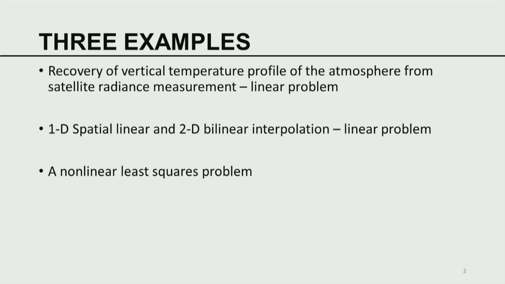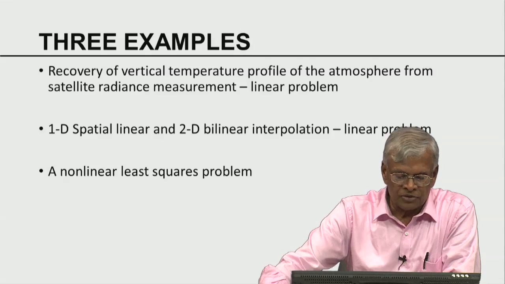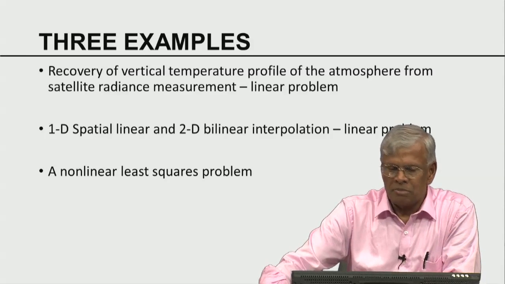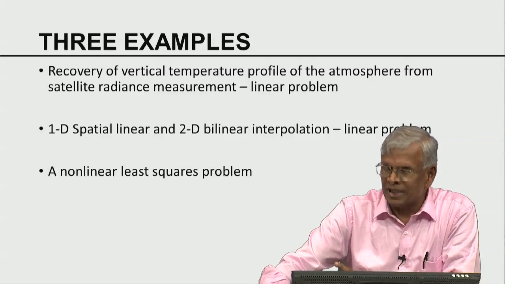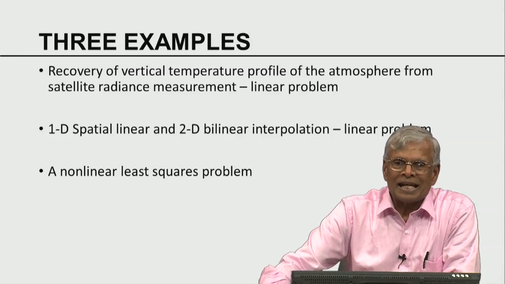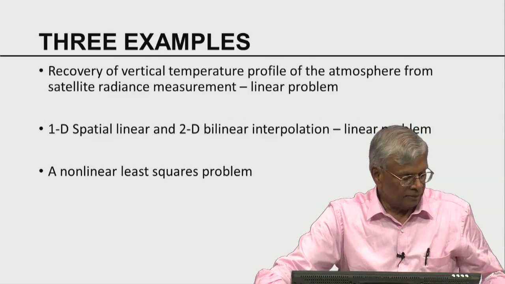We are going to conclude the discussion of least square problems, static deterministic least square problems, linear, nonlinear, with the discussion of examples. I am interested in essentially three examples to be precise. I would like to be able to recover the vertical temperature profile of an atmosphere from satellite radiance measurements. That is a linear problem. I am going to talk about 1D and 2D spatial interpolation, that is again a linear problem. I am going to deal with a nonlinear least square problem again related to vertical temperature profile recovery.